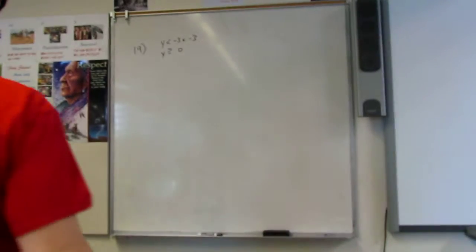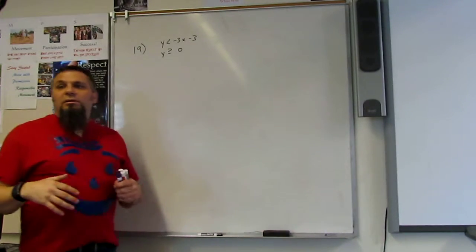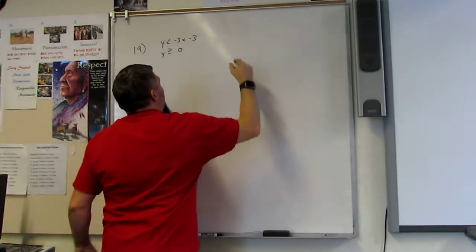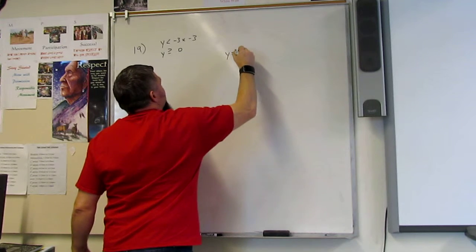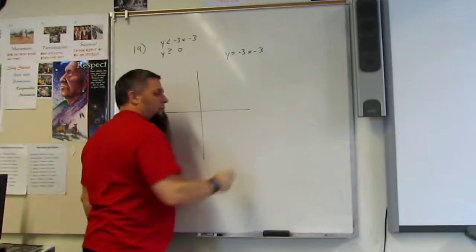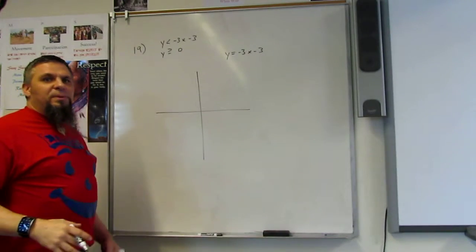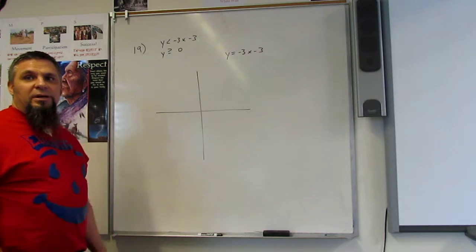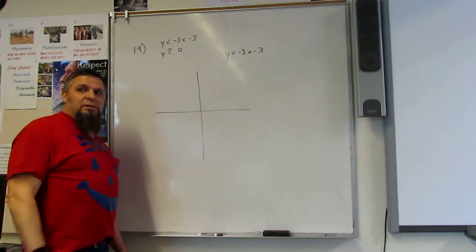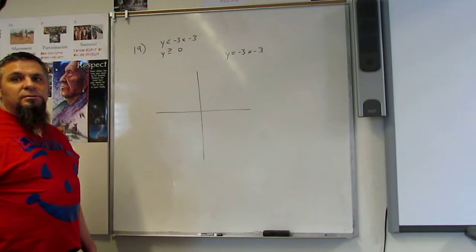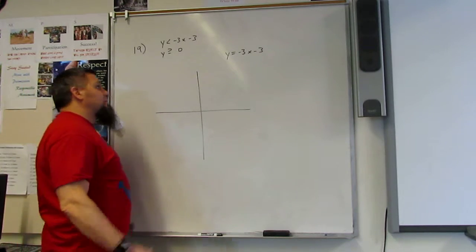All right, we're going to graph these just like we did our equalities. So if I wanted to graph y equals negative 3x minus 3, how would I do that? What's my starting point? Anybody? Where's my starting point? Tony. -3. Perfect.